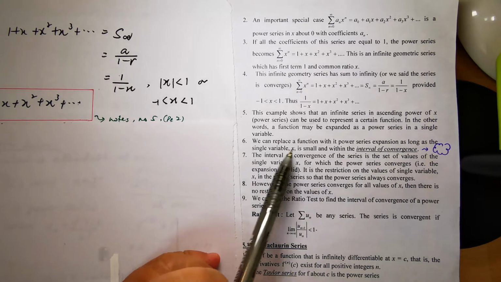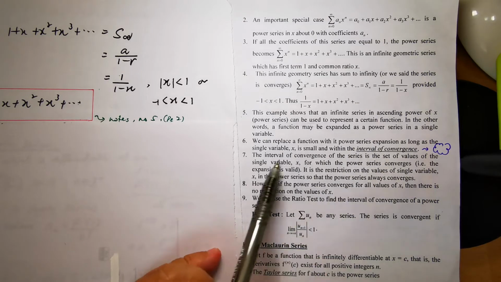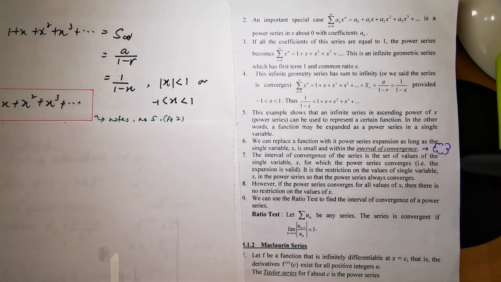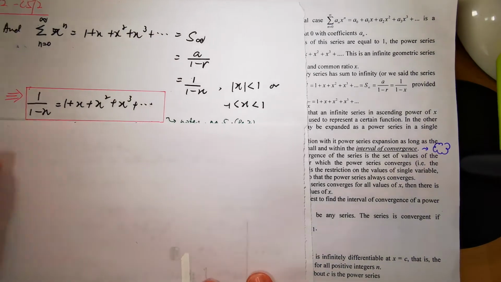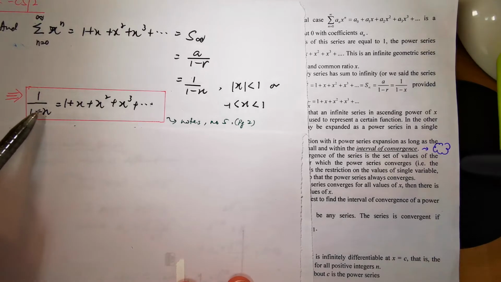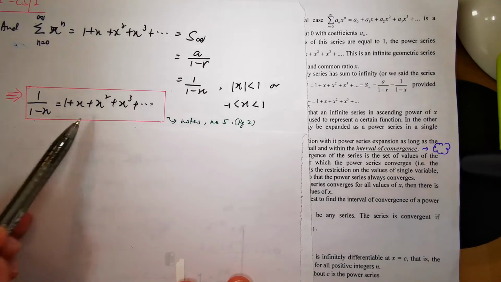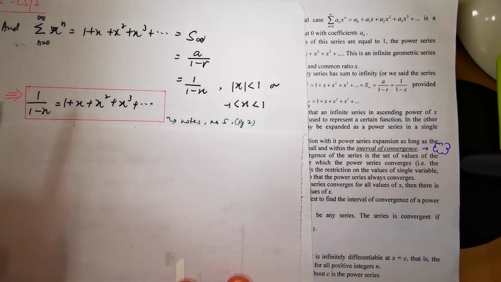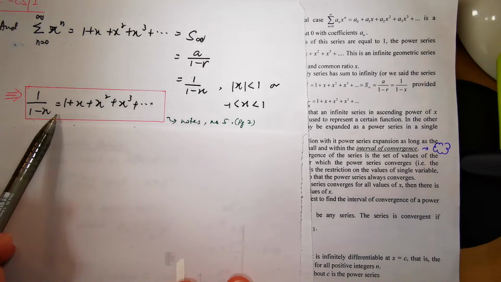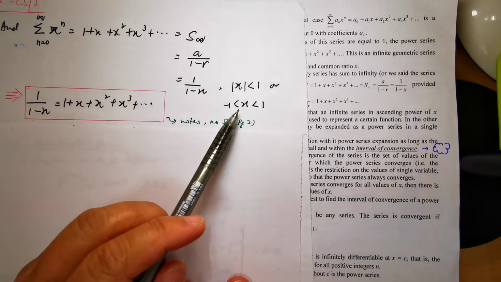Okay, so means that we can replace a function with its power series expansion as long as the single variable x is small. Or means that after you get this series, you can sub any value of x inside here to find the value of this function. All right, remember that we say find the value of the function. This is the meaning. All right, as long as provided this value of x that you are going to sub in is in the range.